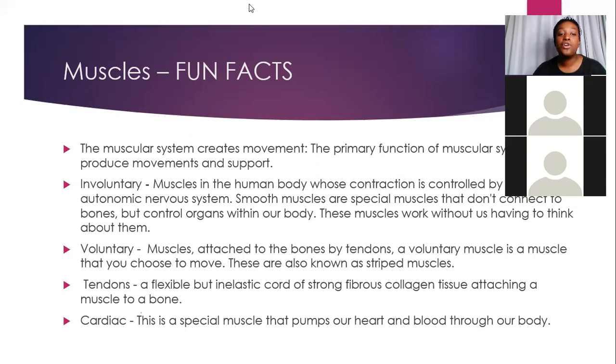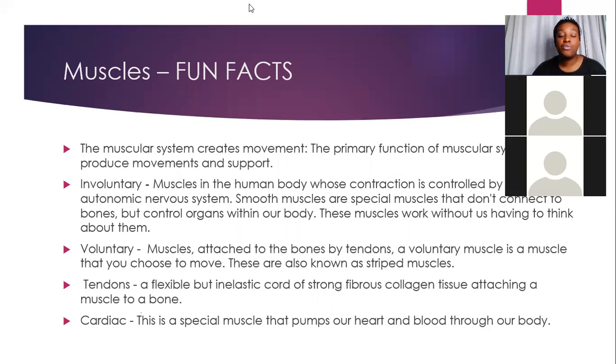Okay, next you've got your voluntary muscles. So these are muscles which are mainly attached to tendons, which you choose to move. These can be muscles in your arms, muscles in your legs, and these are known as striped muscles. Again, because on a diagram of the muscles, these look stripy.